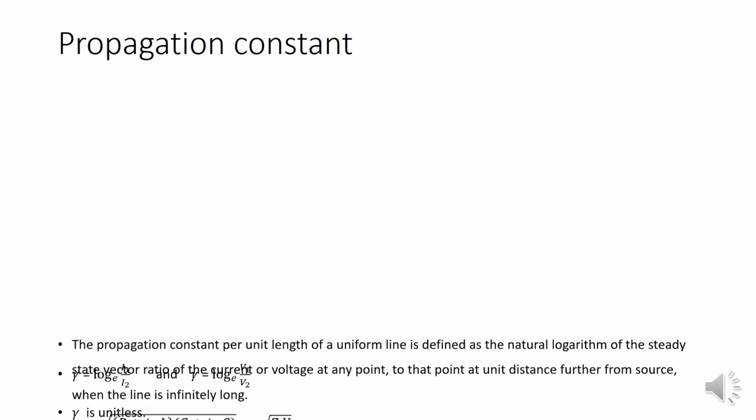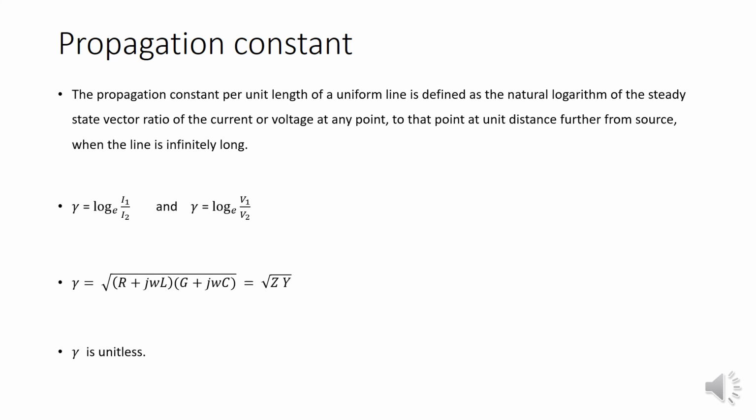Coming to the propagation constant. The propagation constant per unit length of a uniform line is defined as the natural logarithm of the steady state vector ratio of the current or voltage at any point to that at a point at unit distance further from the source, when the line is infinitely long.